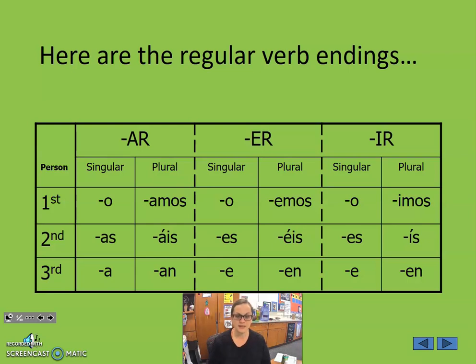Your ER verb endings are very similar to AR. Wherever there was an A, there is now an E. So it's O, es, e, emos, éis, and en. Notice how vosotros has the accent mark on the E in the ER verbs. Okay, write those down. For IR, your verb endings are very similar to ER verbs, and those endings are O, es, e, imos, ís, and en for IR.